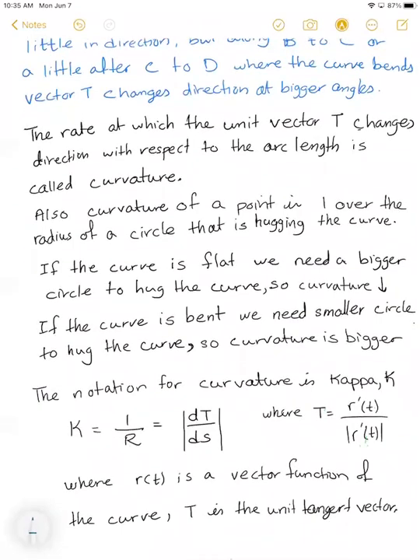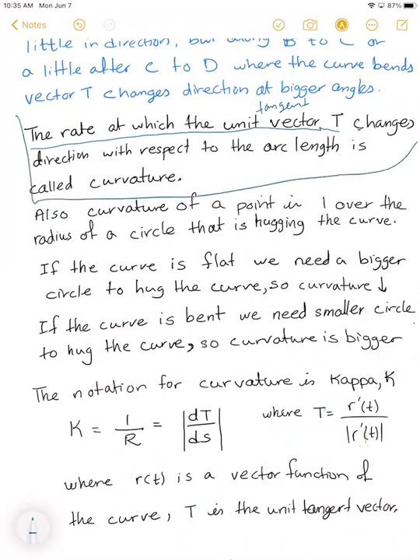Again, another definition for the curvature here is the rate at which the unit tangent vector T changes direction with respect to arc length is called the curvature. So that's another definition for the curvature.